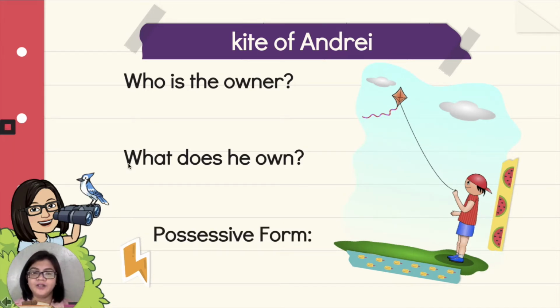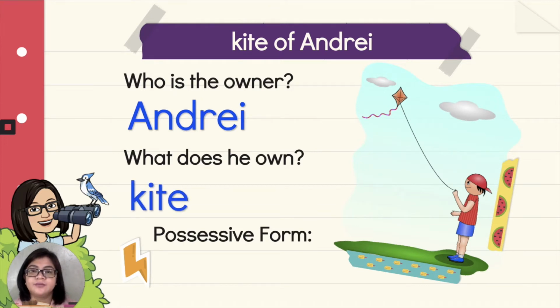Okay, now we are ready to answer the two questions we have here. First question is, who is the owner? The owner here is Andre. Next question, what does he own? What is he holding? Andre is holding a kite, so he owns a kite. Now, if we're going to change the phrase kite of Andre, we can change it into Andre's kite. Okay, so as you can see on your screen, Andre's kite. So this is the possessive form of noun.